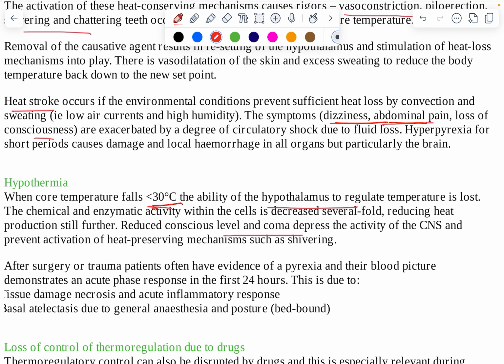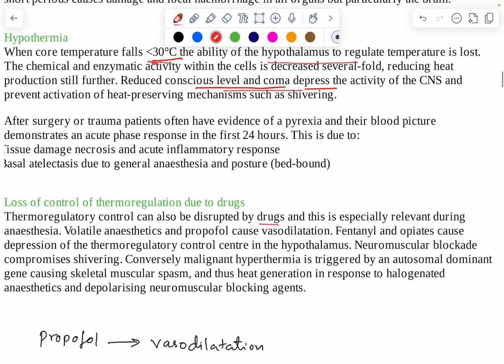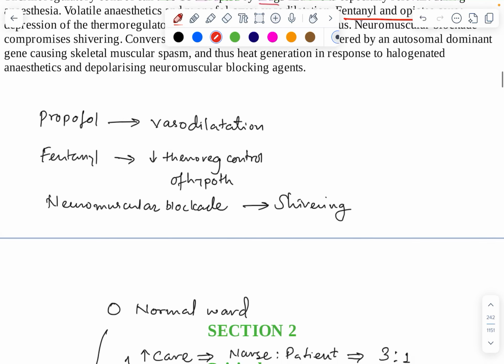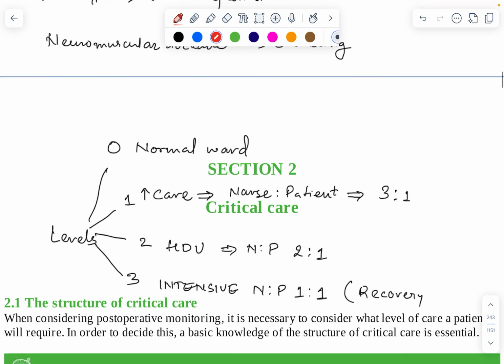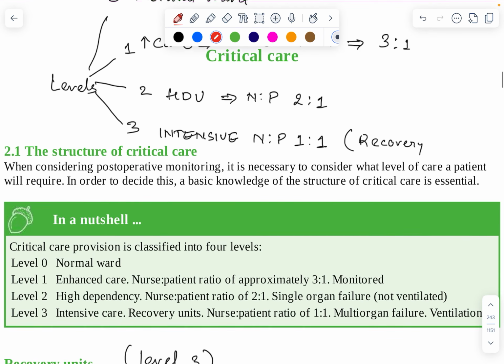When the core temperature falls to 30 degrees, it is severe hypothermia, and the hypothalamus's regulation of temperature is lost and may lead to loss of consciousness, coma and depressed activity. Seen in trauma patients after pyrexia, blood picture, loss of control of temperature due to drugs, volatile agents. These are relevant during depression. Fentanyl and opiates cause depression, neuromuscular blockade compromising shivering and hypothermia; propofol causes vasodilation; fentanyl, neuromuscular blockade, shivering.